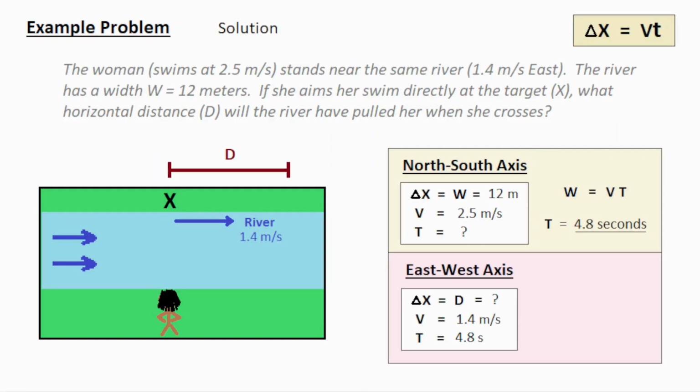Next, looking at the east-west axis, the displacement now is what we're solving for, variable d in the image. It is only the river that contributes to the velocity in this dimension, 1.4 meters per second, and exactly equal to the time that it takes her to cross the river is the time that the river will carry her to the east. And so I can use my constant velocity equation again and solve for the distance as 6.7 meters, and that will be the answer to this question.